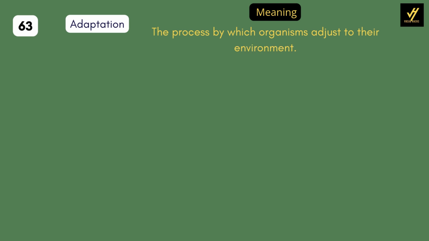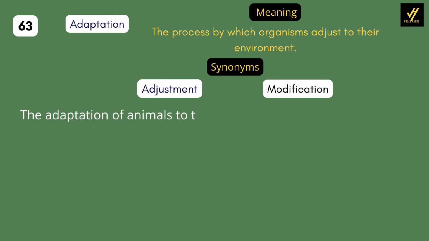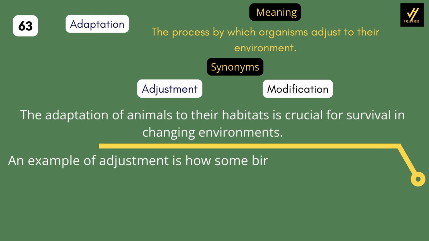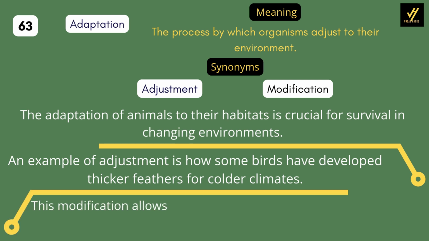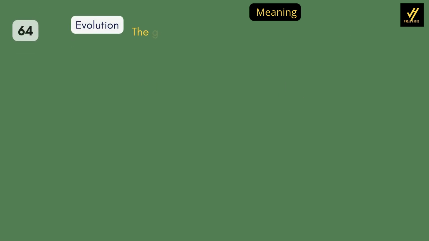Adaptation, the process by which organisms adjust to their environment. Adjustment, modification. The adaptation of animals to their habitats is crucial for survival in changing environments. An example of adjustment is how some birds have developed thicker feathers for colder climates. This modification allows species to thrive even in harsh conditions, showcasing their resilience.